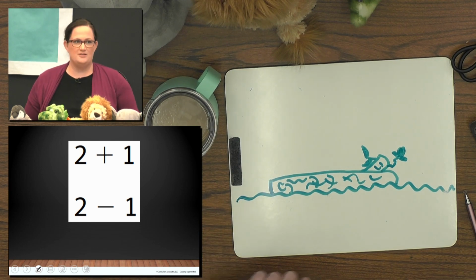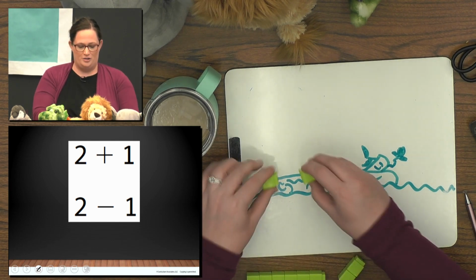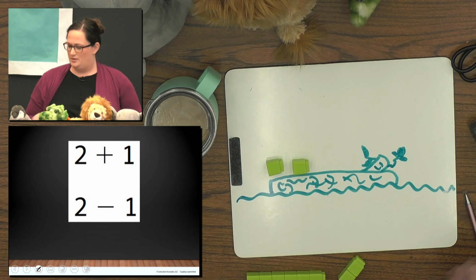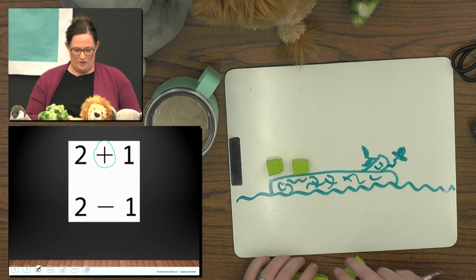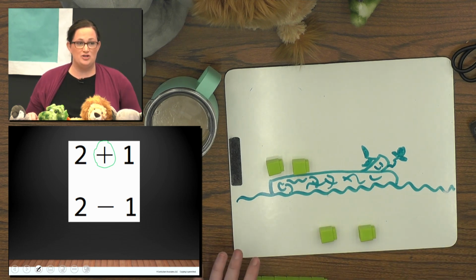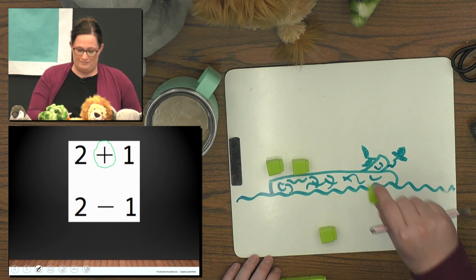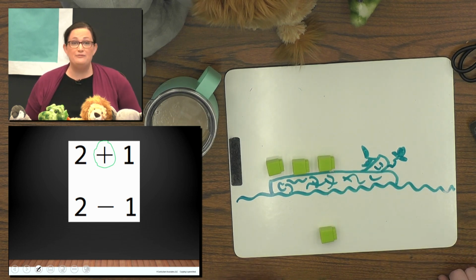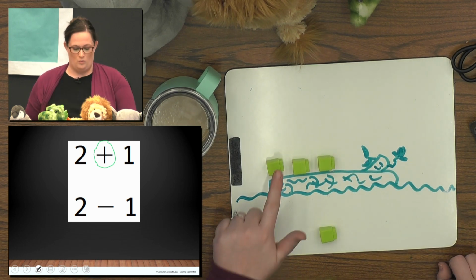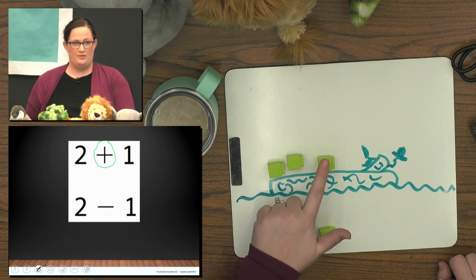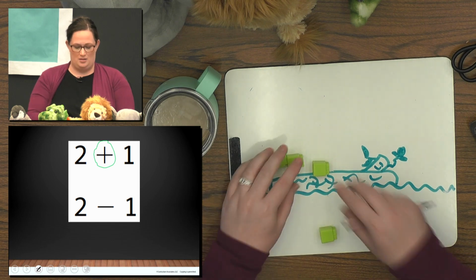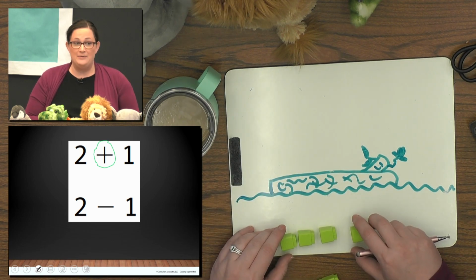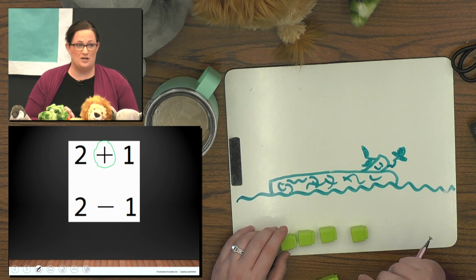Let's look at this first equation. There are 2 frogs on a log. And look here. Are the frogs going to jump on the log or jump off? They're going to jump on the log. How many jump on the log? 1. How many frogs are on the log now? 1, 2, 3. 2 plus 1 is the same as 3. Okay, how many frogs are on the log for the second equation?